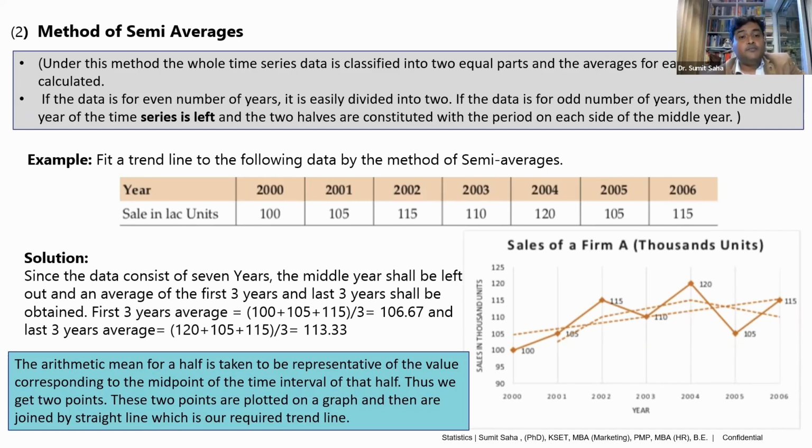Why semi-average method? Because we are dividing into two groups, left and right, provided an odd number of data is given. And if an even number of data is given, then we do not leave the middle one. We take 4 and 4. Instead of 7, they have given 8 years. Then we take 4 as one group and another 4 as a group, and we do the same method. This is called the method of semi-average.